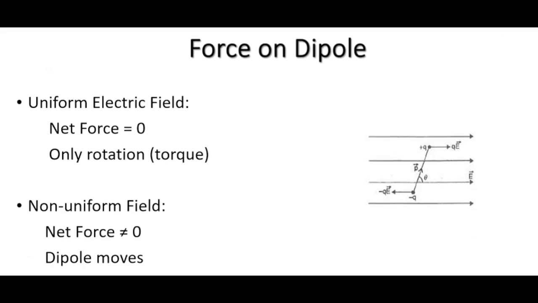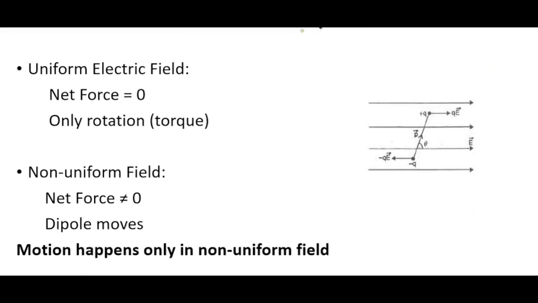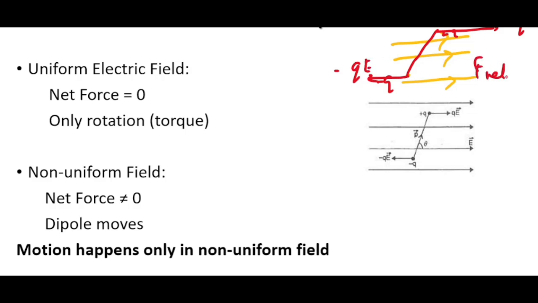Now, force on dipole. See, as you can see from here, these are electric field lines in this direction. The charges are kept. It is plus q charge, it is minus q charge. Force on this charge in this direction is plus qE. Force on this charge in this direction is minus qE. So net force in a uniform electric field is plus qE minus qE, which is 0. This is how 0 comes. Only rotation or torque exists. Force is 0, torque is not 0.